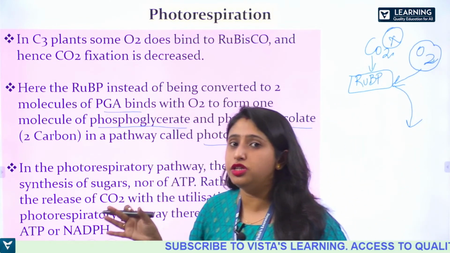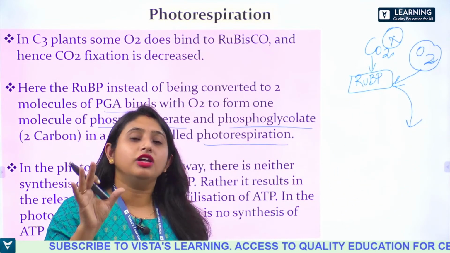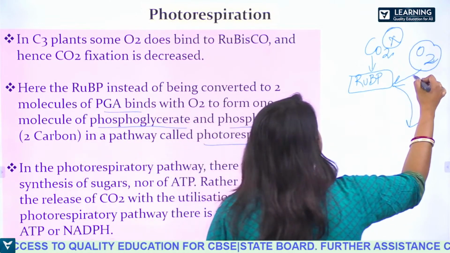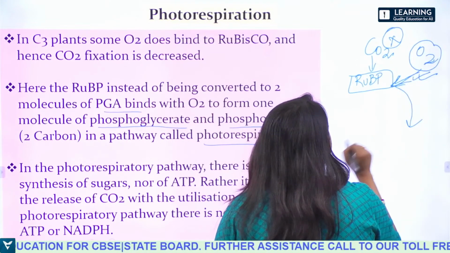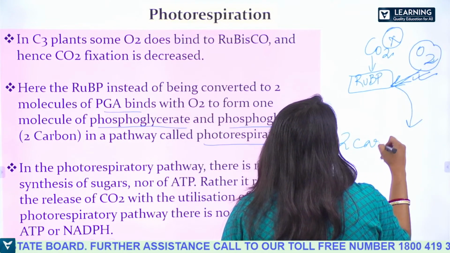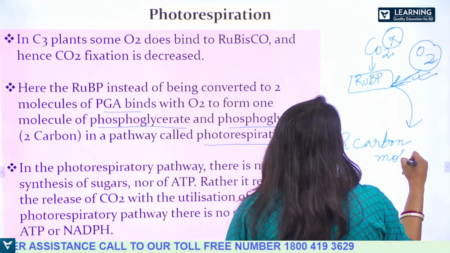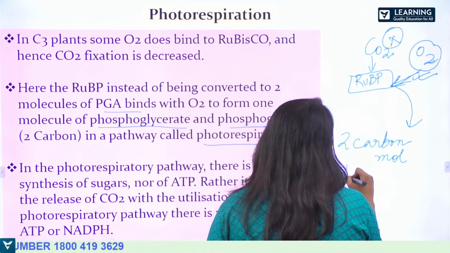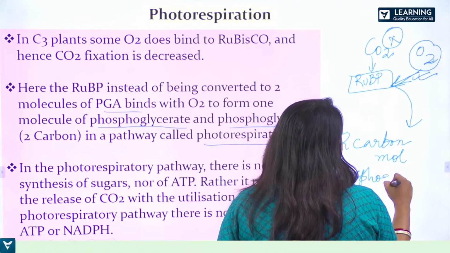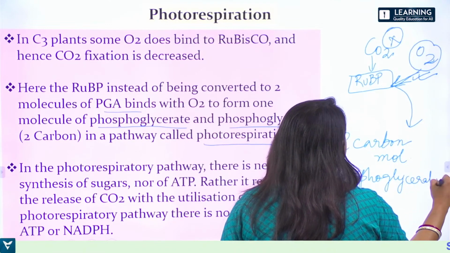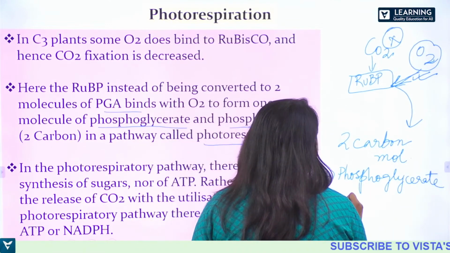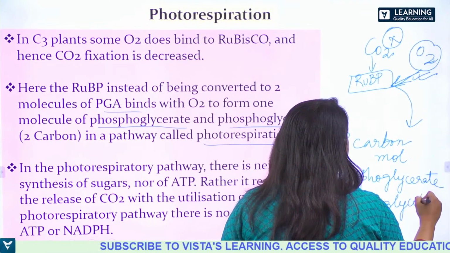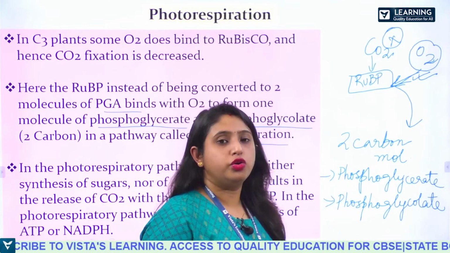This is only photorespiration, very, very simple. It will not allow the carbon dioxide to bind with the RuBP. The oxygen is binding here. This oxygen will bind with the RuBP and it is forming a two-carbon molecule. One is phosphoglycerate, and another is phosphoglycolate. Clear? This is photorespiration.